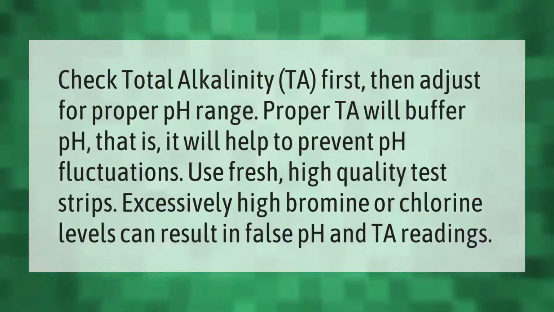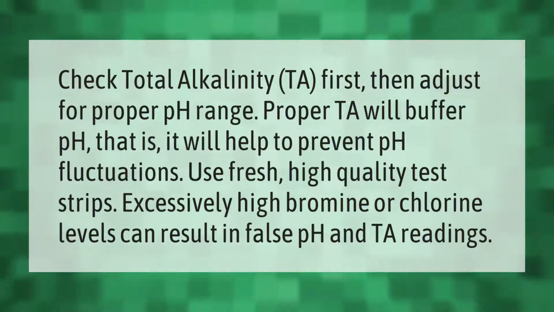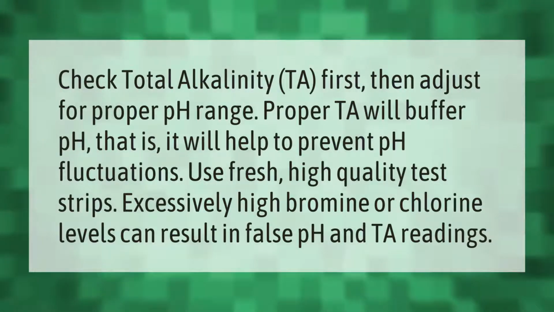Check total alkalinity, TA, first, then adjust for proper pH range. Proper TA will buffer pH, that is, it will help to prevent pH fluctuations. Use fresh, high-quality test strips. Excessively high bromine or chlorine levels can result in false pH and TA readings.